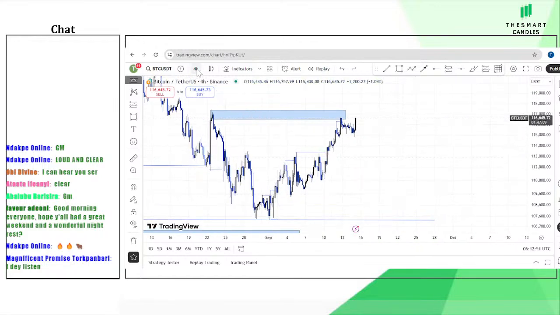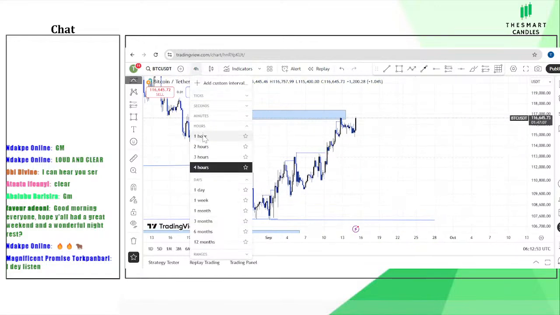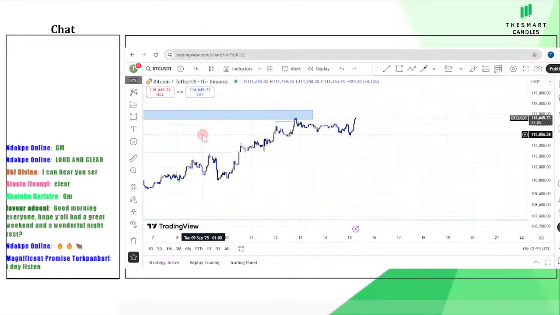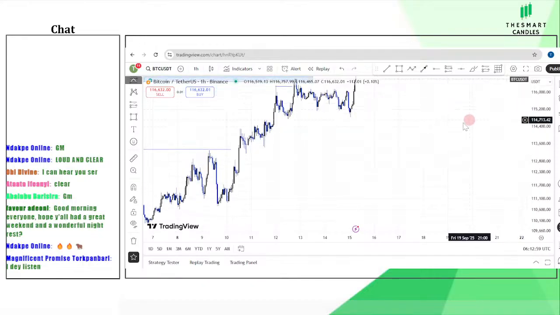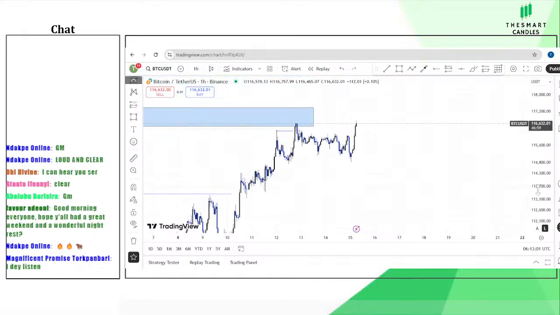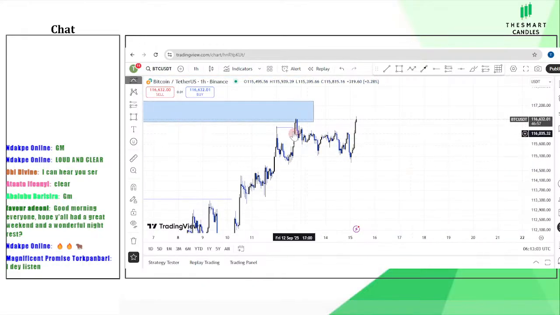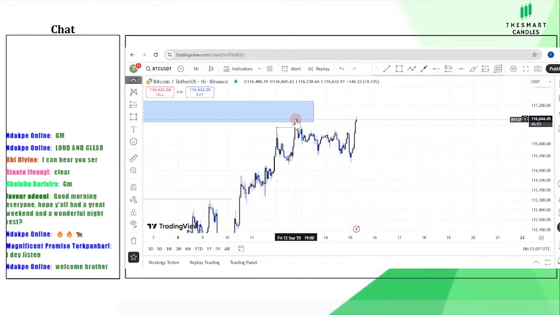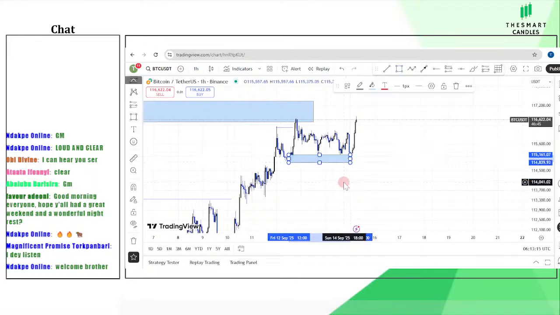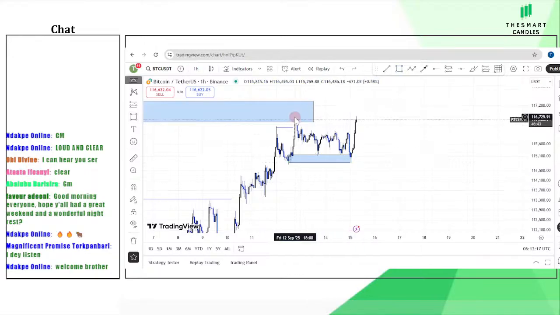So coming down to the 1 hour, what can we see? Here on the 1 hour, this is the last break of structure we had to the upside, and there was a demand level here. But when I did this analysis as of last week, I dropped a trade on the Telegram community.